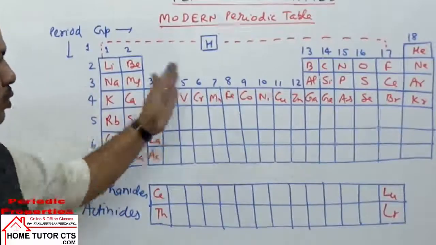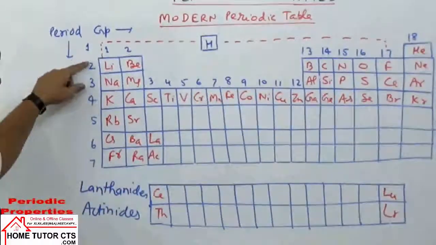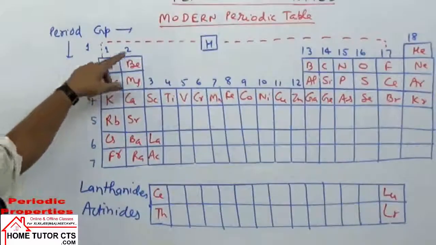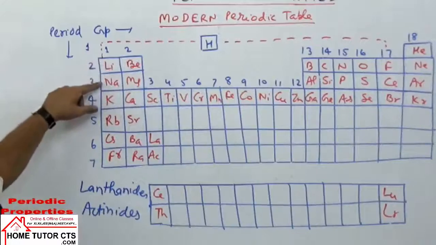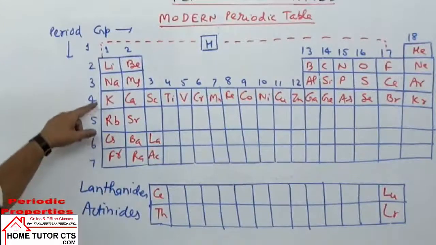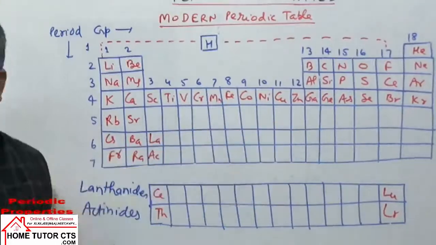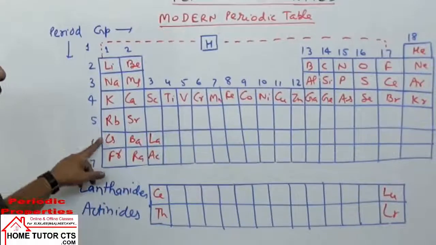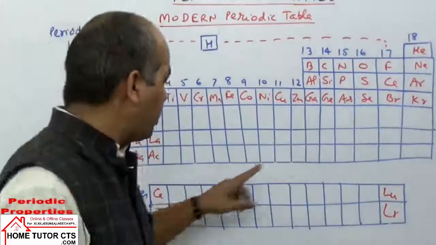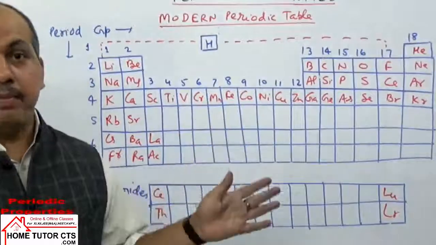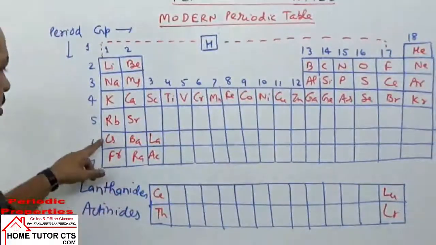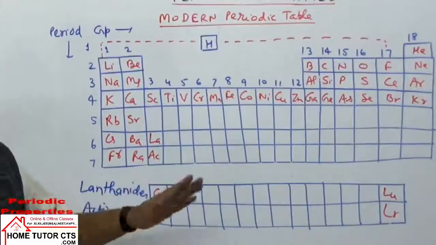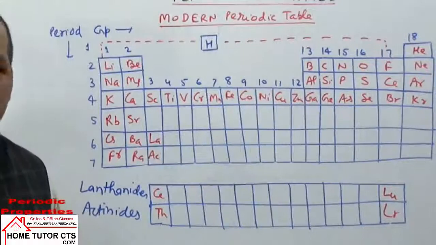Okay, so we have group numbers 1 to 18, and period numbers 1 to 7. The first period has two elements, the very short period. The second and third have 8 elements each, and we call them short periods. The fourth and fifth have 18 elements each, and we call them long periods. The sixth period has 32 elements, 18 here plus 14 here. The 7th period is incomplete. If it is fulfilled, this also will contain 32 elements.